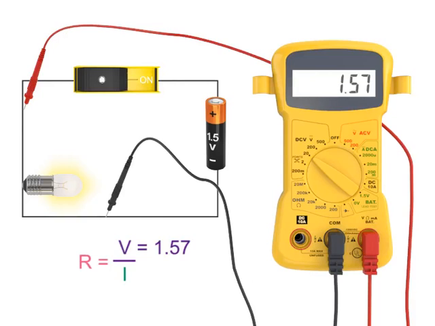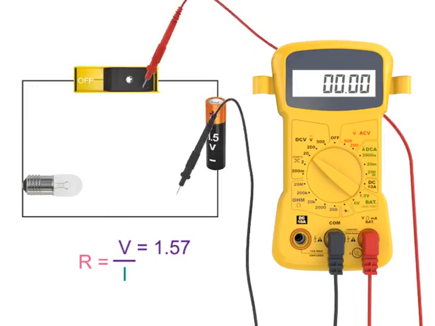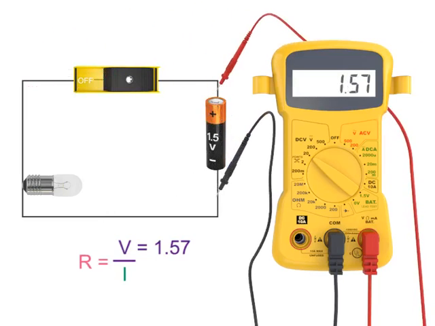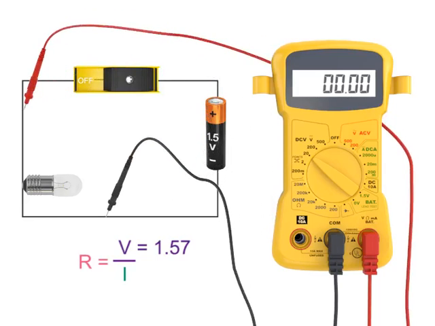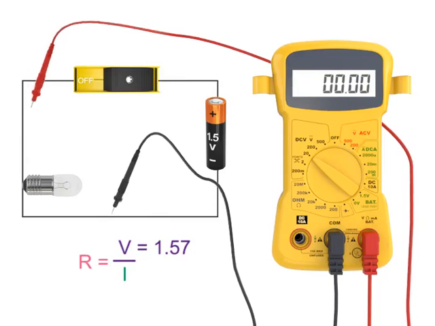Now, if we put the switch in the off or closed position, we will still see the voltage across the battery. However, the voltage across the bulb will be 0. This is expected, as the light bulb, which is the load in this circuit, only has a voltage across it if a current is present.